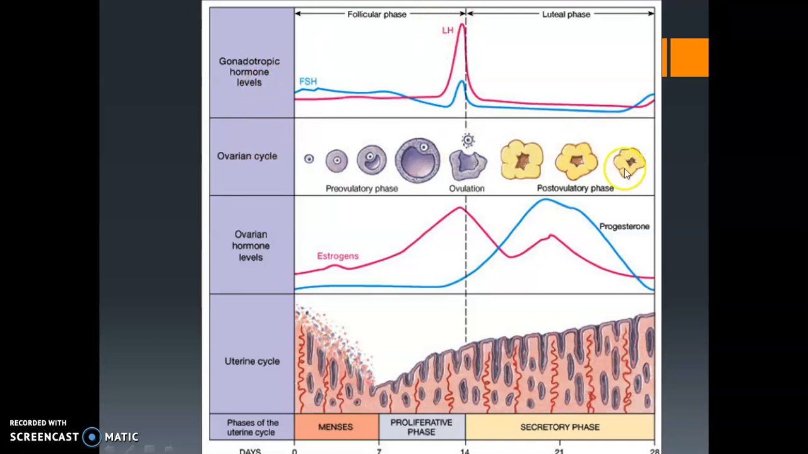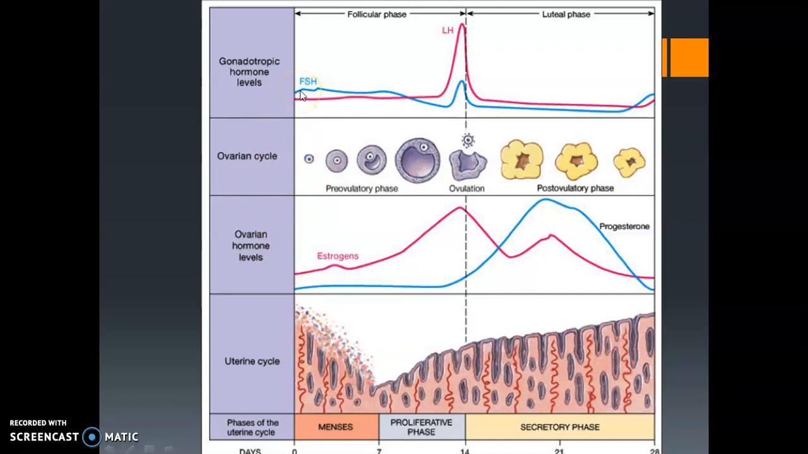Here you can see the changes which are taking place to the graafian follicle, to the ovarian follicle, in the ovarian cycle. And in this section you can see the hormones which are secreted by the ovaries, that is the estrogen and the progesterone. And here you can see the changes which are taking place in the uterine endometrium during a menstrual cycle.